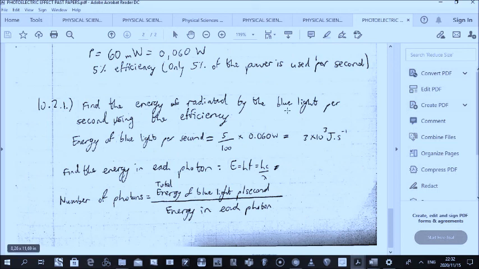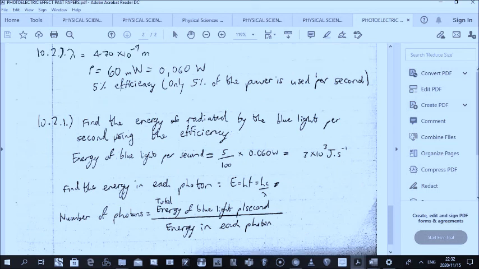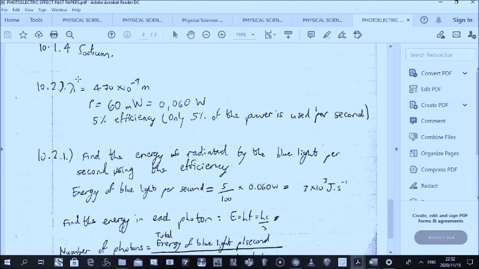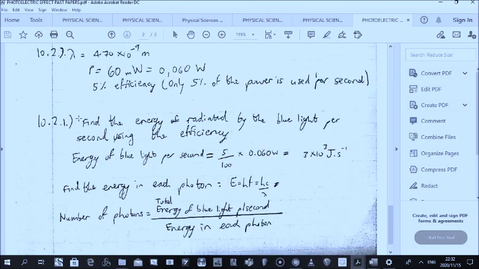So that was a quick lesson, quick help on the photoelectric effect. I hope it was helpful to you, and I hope it will help you in understanding your work for your exam and prepare you to do well.